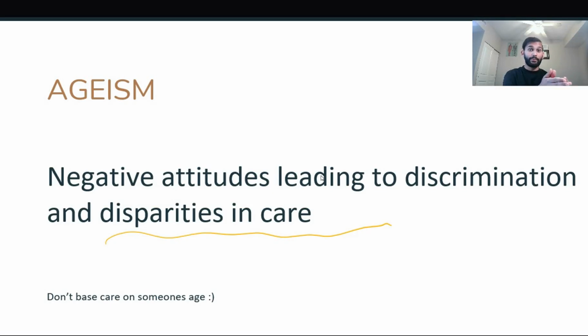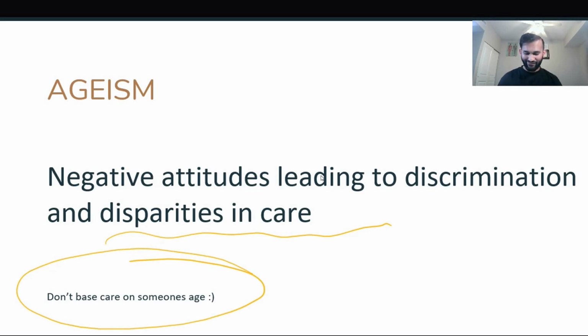We need to tell them exactly what kind of procedure they're going to have, and things which we can do to make sure that they understand properly include saying things nicely, using the pamphlet, posture, and those kinds of things. So that's what ageism means. In simple terms, I have this over here: don't base the care on someone's age.